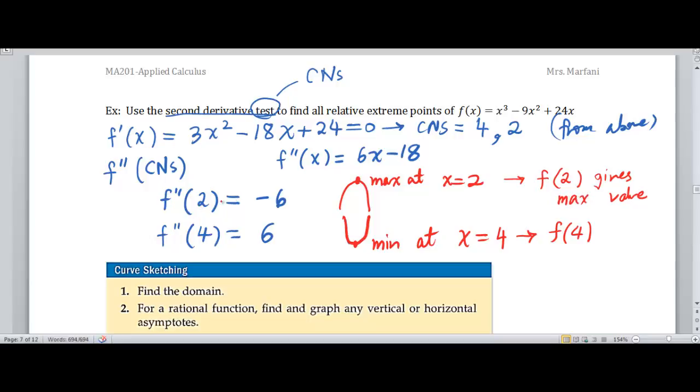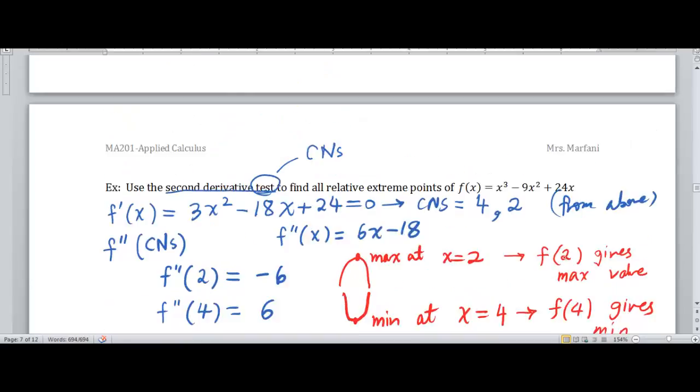You take the second derivative, plug in 2, you get negative 6. This is negative, that means it's concave down, so you have a max at 2. Once you plug 2 into the original function, that gives you the max value. When you take 4, which is a critical number, plug it into the second derivative, you get 6, which is positive, so that's concave up. So we have a minimum at x equals 4. Take 4, plug it into the original function, and that gives you the minimum value. Okay. Now, one thing I want you to notice here.